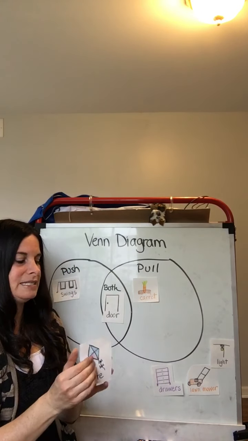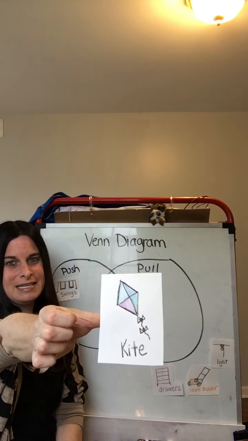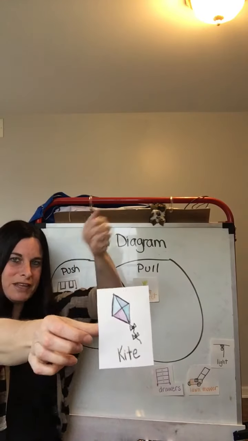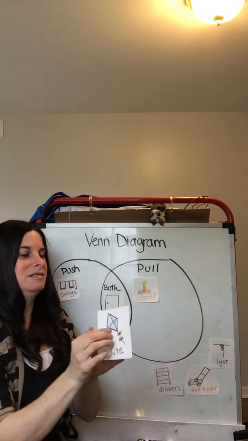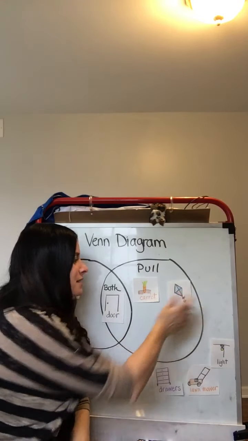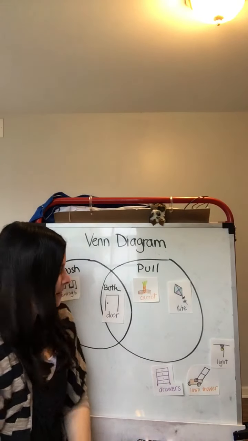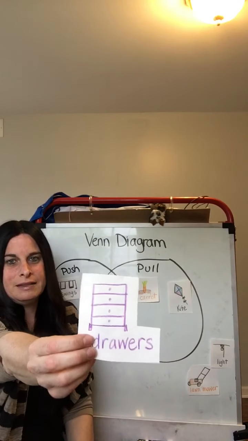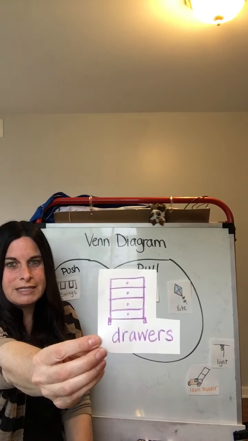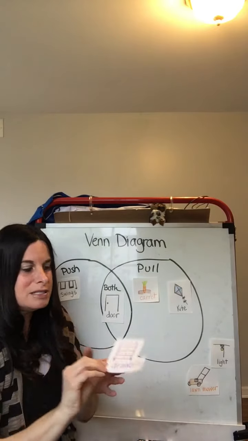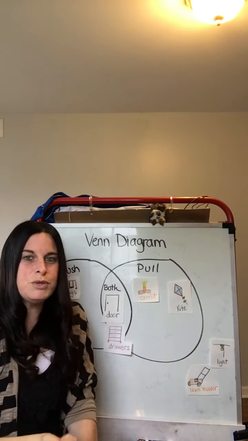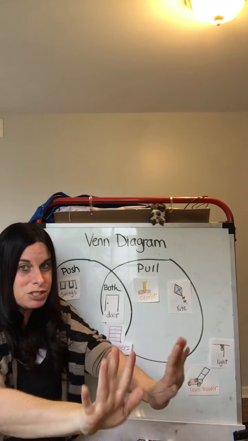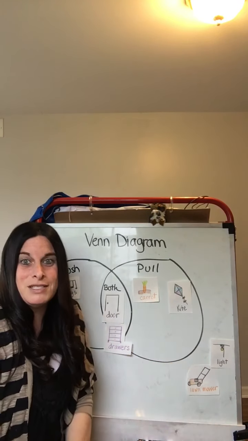All right, how about this? Kite. So this one, I'm going to pull on the string of the kite, right? As I run with it and it flaps in the wind. Okay, let's look at this one. These are drawers. So this also, I thought both. You could pull out a drawer to open it, but then you need to push it in to close it. So that could be both.